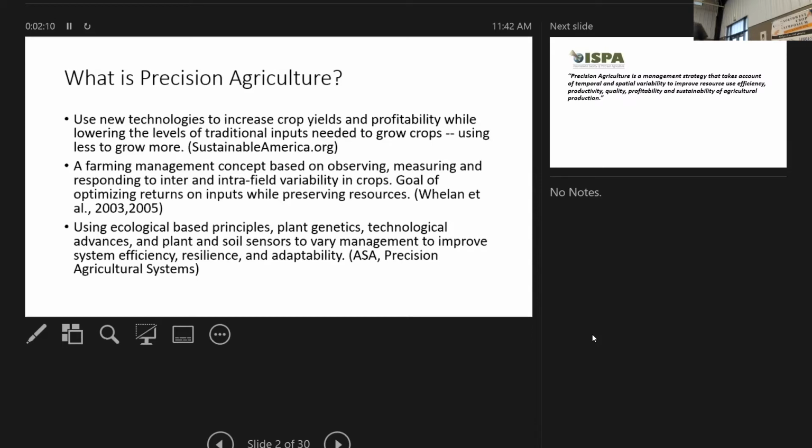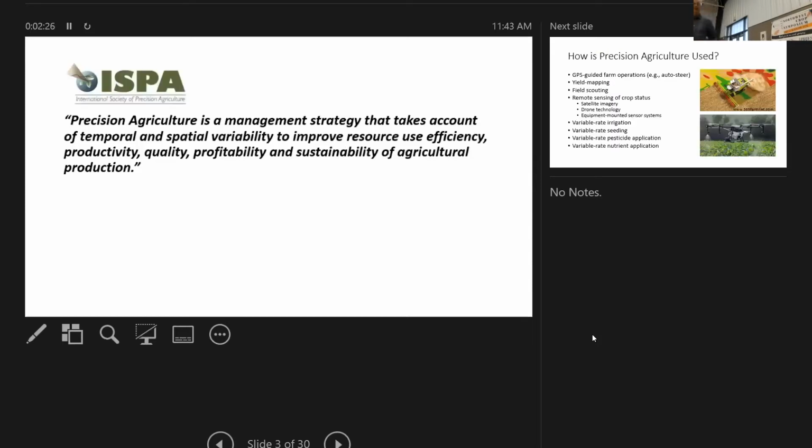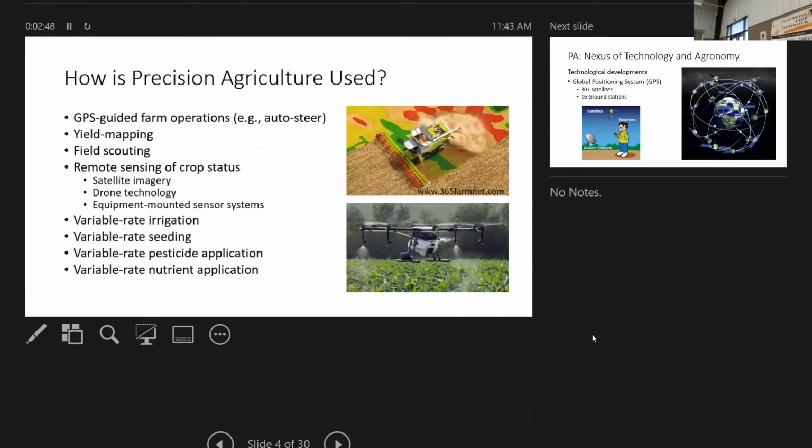This one expands it a little bit to more of an ecological level, using ecologically based principles, genetics, and all of the tools we have available, from the American Society of Agronomy Precision Agricultural Systems Group. There is an organization, the International Society of Precision Agriculture, and this is their definition. Again, a management strategy that takes into account temporal and spatial variability to improve resource use efficiency, productivity, and all of those things. So you all know that.